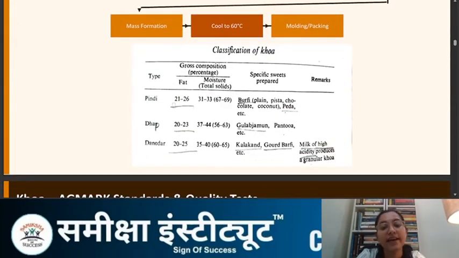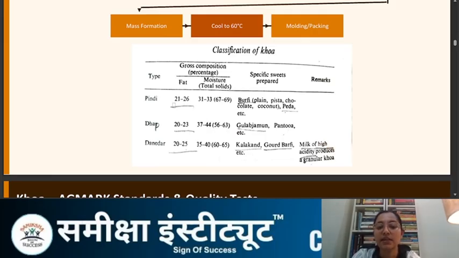Here we'll classify it into 3 types, pindi, dhap and danedar, based on the fat percentage and the type of sweets that can be prepared from these classifications of khoa. First is the pindi, which has 21 to 26% fat content. The fat content you have to remember, because these values are asked in the exam. Then what kind of sweets are prepared from pindi? Barfi, all different varieties of barfi, and peda.